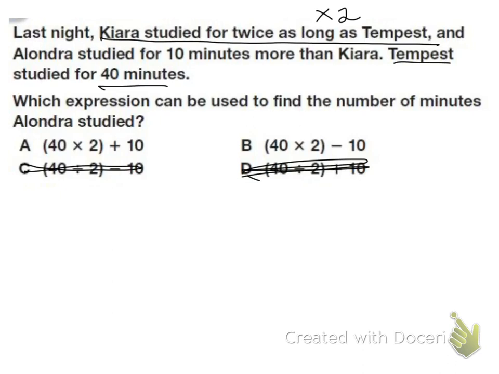Okay. And then it says that Alondra studied for 10 more minutes than Kiara. So B has me subtracting 10, so that's wrong. So this shows how much time she spent studying because it's twice more than Tempest plus 10 minutes.